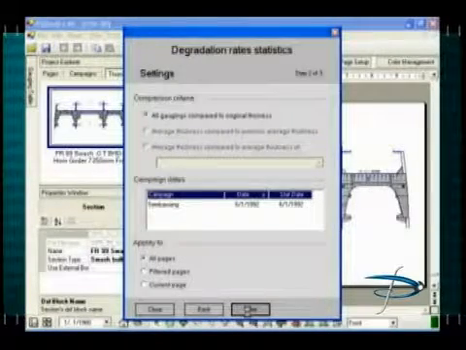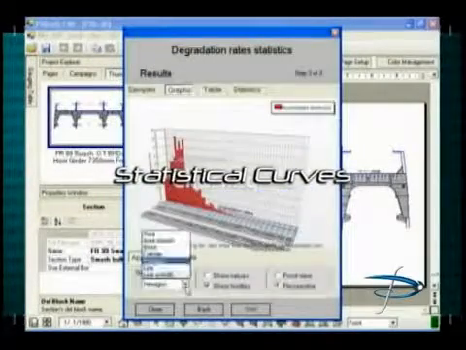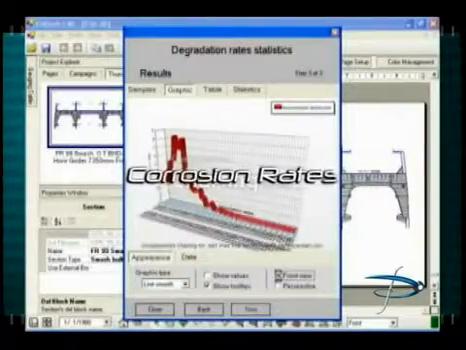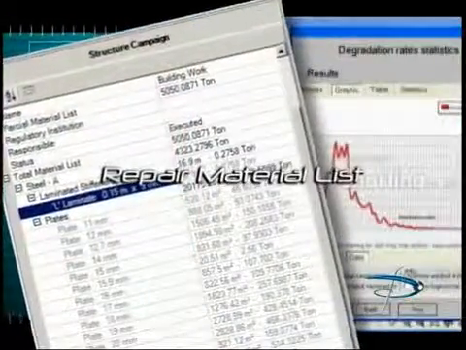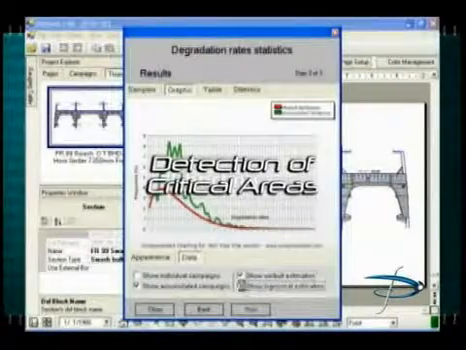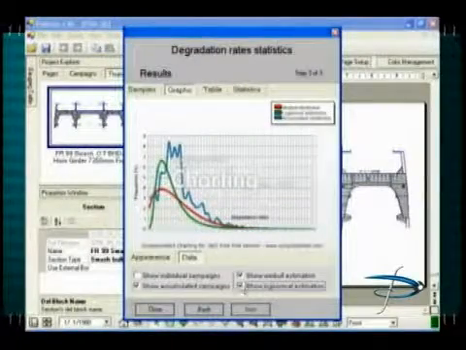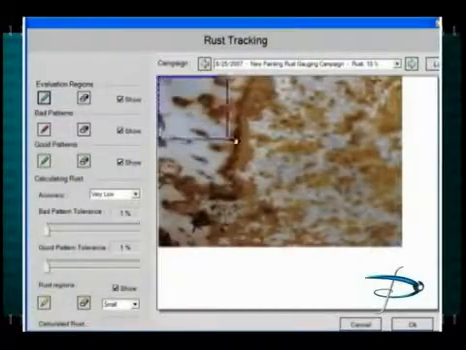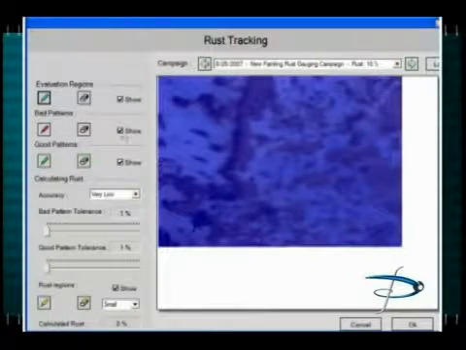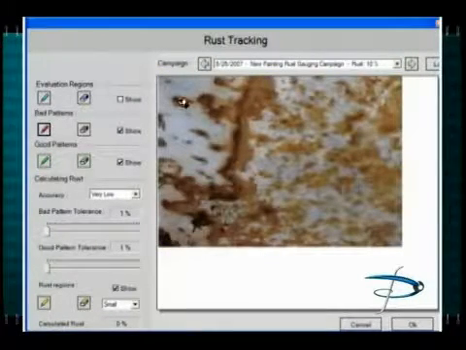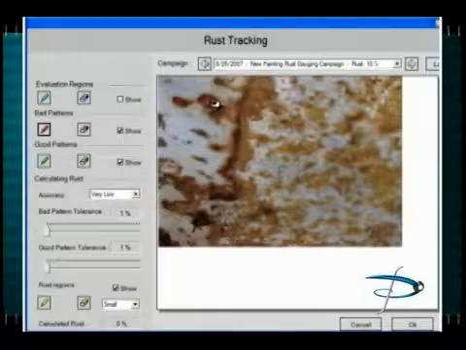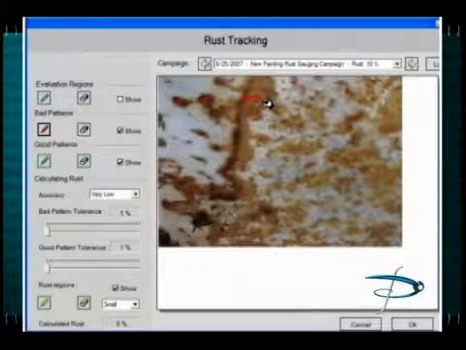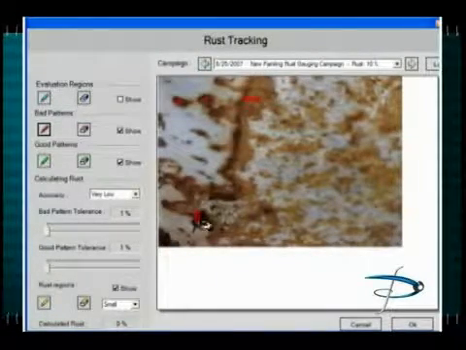Some examples are the statistical curves, probabilities on corrosion rates per region, evaluation of repair volumes, and detection of critical areas to prioritize inspections. In C4D, the customer may store photos of all areas of interest at each inspection. Using these images, C4D will objectively and accurately determine the coating condition.